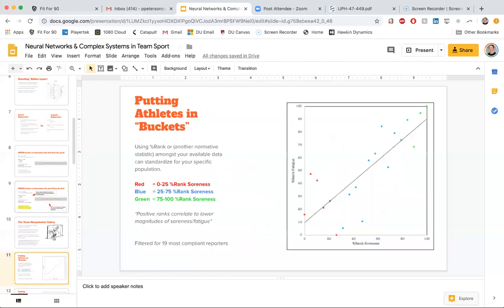So by doing so, taking a look back at our fatigue values, we can look at our team as its own isolated environment, right? We can use a percent rank amongst that team or any other normative statistics. I prefer percent ranks to determine where, okay, these are our high guys, these are our low guys. These guys were percent ranked by soreness and fatigue to see which comes together and determines where they lie on that linear regression model. Now it gets really interesting here because our positive ranks obviously correlate to lower magnitudes of soreness and fatigue. So keep that in mind. That's why we have our green guys up here on the right and our red guys down in that bottom left corner.